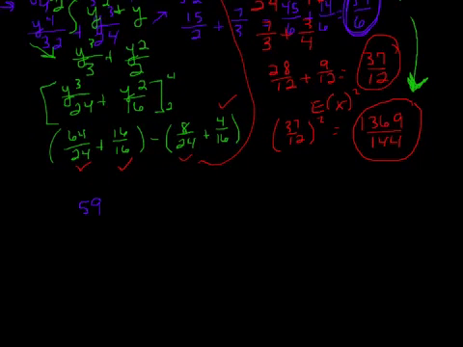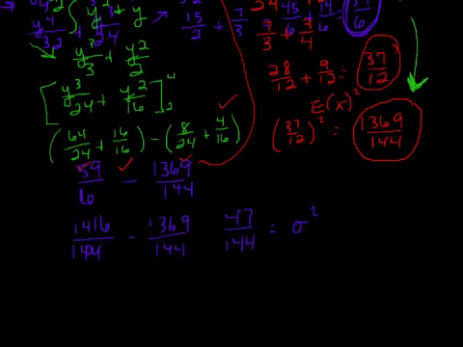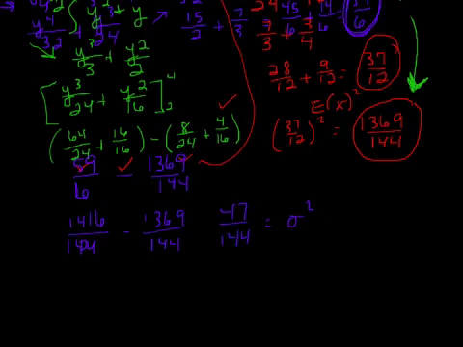Okay, 59 sixths, that's the expected value of y squared. And then the expected value of y, and that quantity squared, is that fraction. Common denominator is going to be 144. So I have to do 59 times 24 over 144, minus 1369 over 144. So that gives me 47 over 144. That's your variance. If I want to get all the way to standard deviation, you have to take the square root of that. So the square root of 47 over 144. It's not pretty. I mean, really, it's the square root of 47 over 12.